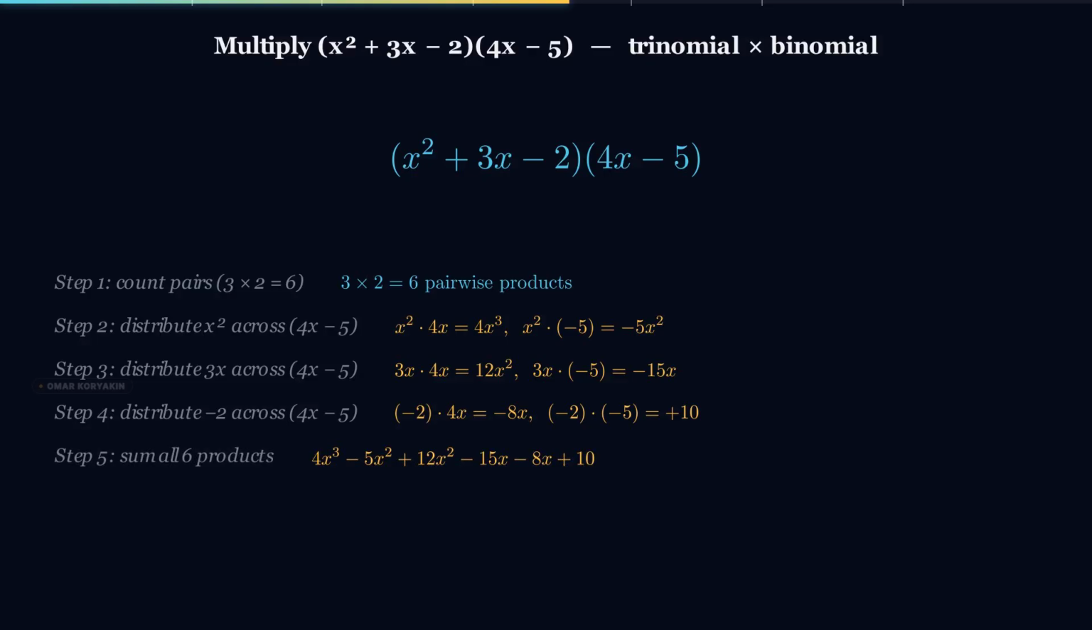Step 5. Write the result in standard form. The result is 4x cubed plus 7x squared minus 23x plus 10. Descending order from x cubed down to constant, standard form complete.